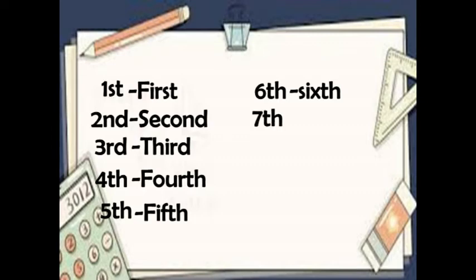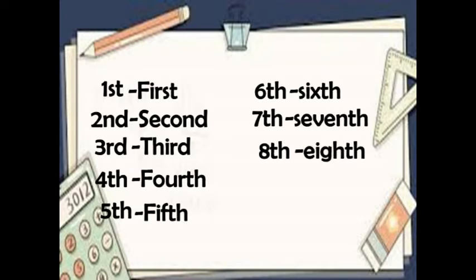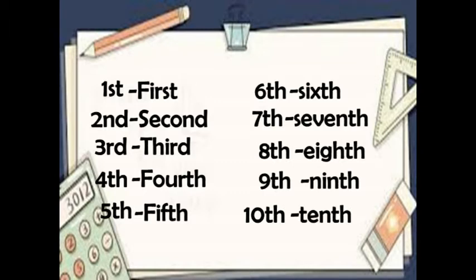Next, we have here 7 and we add again the suffix th, and we can read this as seventh. And next, number 8, we add another th, and we can read this as eighth. Next one, we have here 9, and we add the suffix th, and we can read this as ninth. And next one, we have here 10, and we add th, and we can read this as tenth.